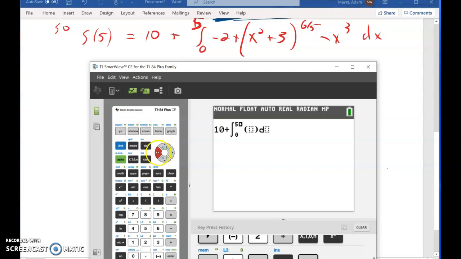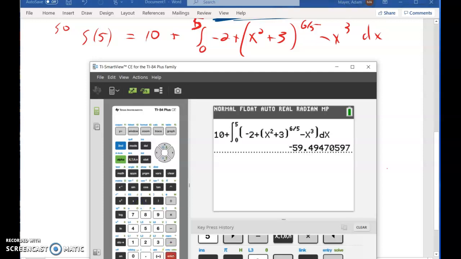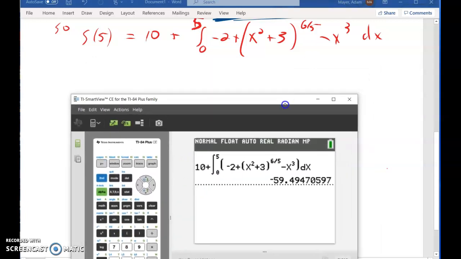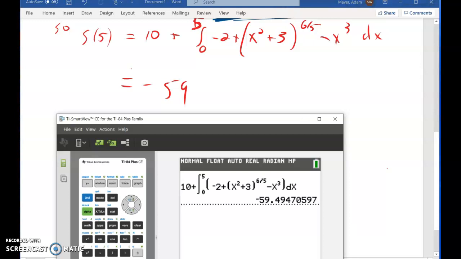So I'm going to integrate -2, which is easy enough to integrate, plus now the quantity x squared plus 3 all to the 6/5 divided by 5, and then minus x cubed. Right, so again, just recall that that integrand is the velocity from 0 to 5. That represents the net distance traveled of that particle over the first 5 seconds, and plus 10 because I start at 10. Right, so that is the solution: -59 point, and we're going to round to the third decimal, so 0.495.